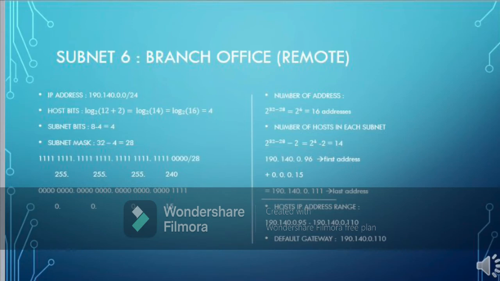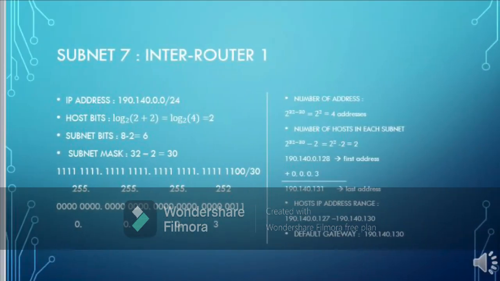And then we can get the first address, which is 190.140.0.96, and add it with the wildcard to get the last address, which is 190.140.0.111. Only then can we get the host IP address range, which is 190.140.0.95 until 190.140.0.110. And we have the default gateway, which we take from the last address range.